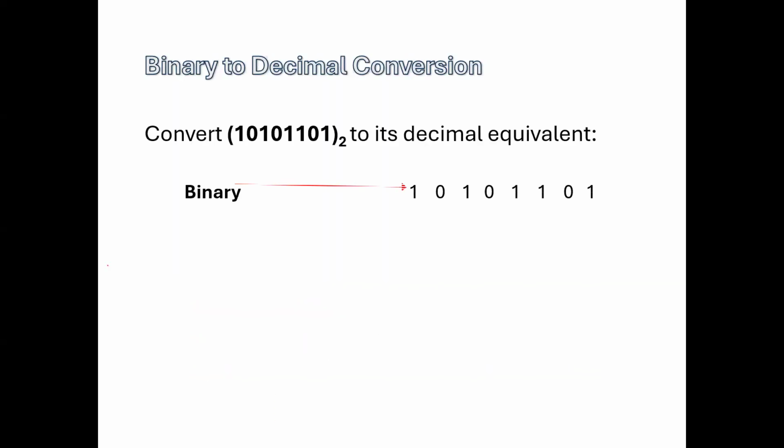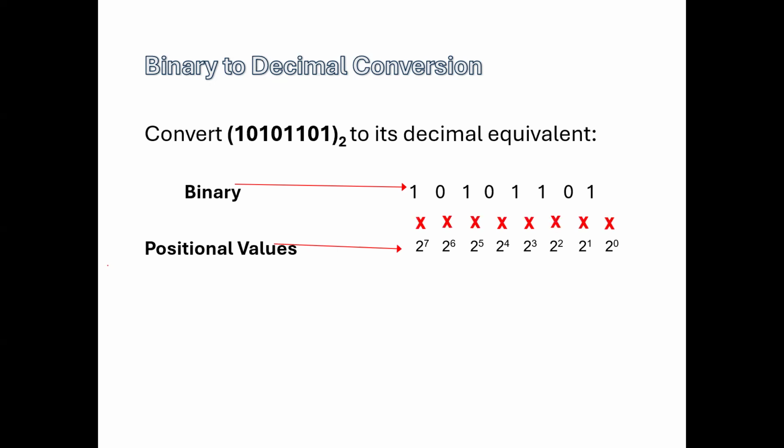So as I said, you would take the positional values. When we say the positional values, the 2 raised to the power 0, the 2 raised to the power 1, that's it. And then you multiply them with each number. That means that I am going to multiply this 1 here with that, this 1 with that, this 0 with that, this 1 with that, this 1 here with that, 0 with that, 1 with that, 0 with this.